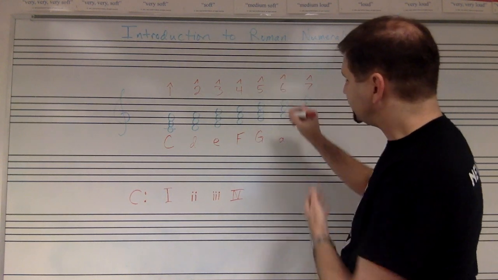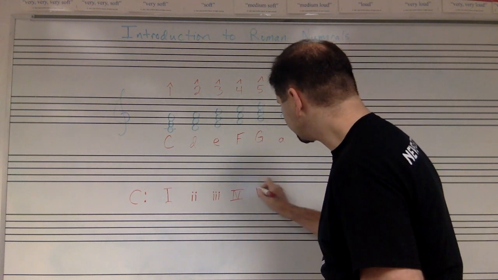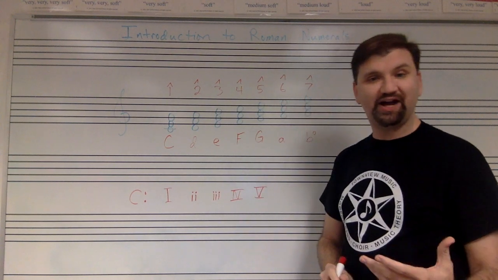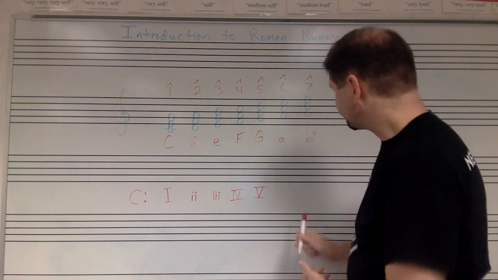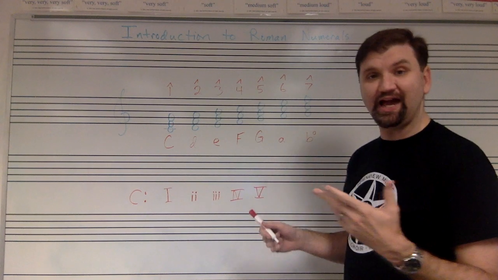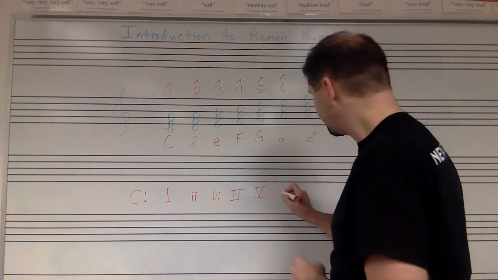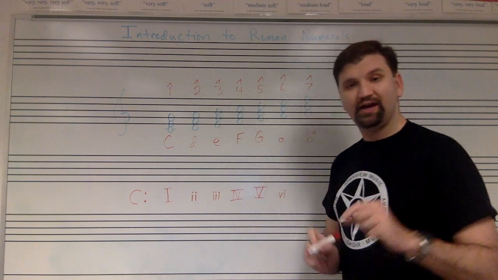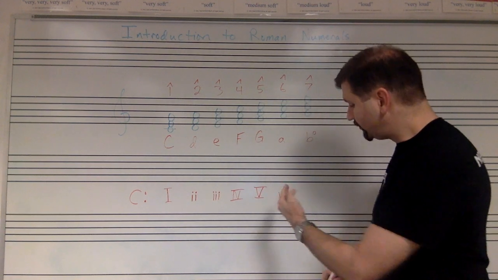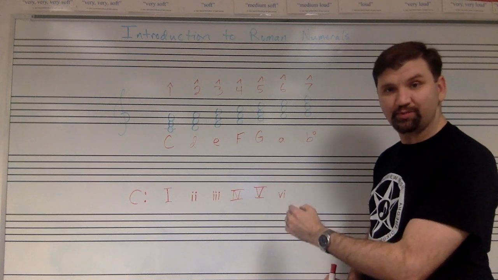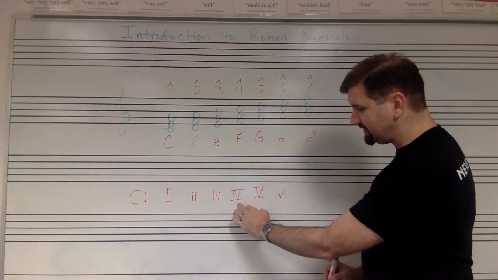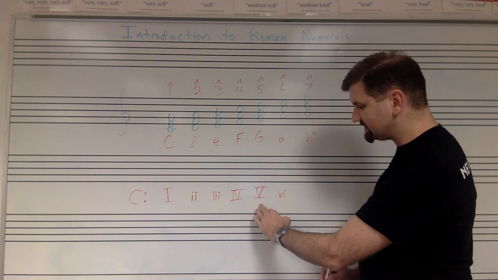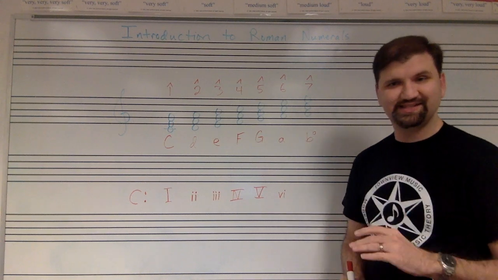For my fifth note in the scale, I have a G, so that's a major 5. For my sixth note, I have a minor A chord, so I write a lowercase v, lowercase i. When a small number is to the right of a bigger number, it's adding. So IV is 4, V is 5, and VI is 6.